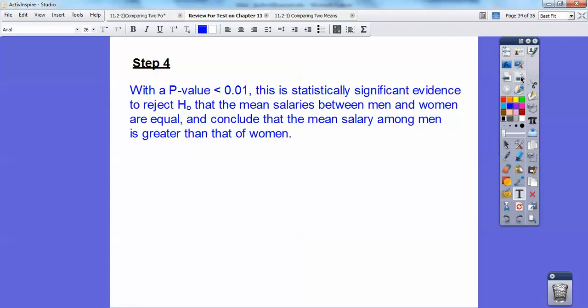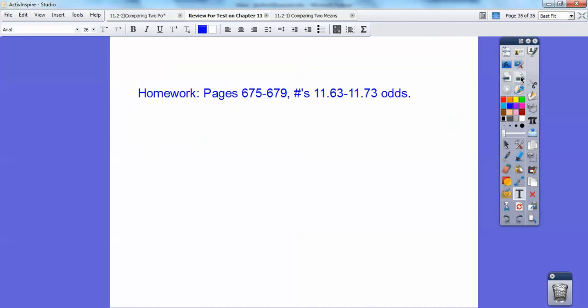Alrighty, that should be good enough. Your test questions will be similar to what I just did, and similar to that homework assignment right there.